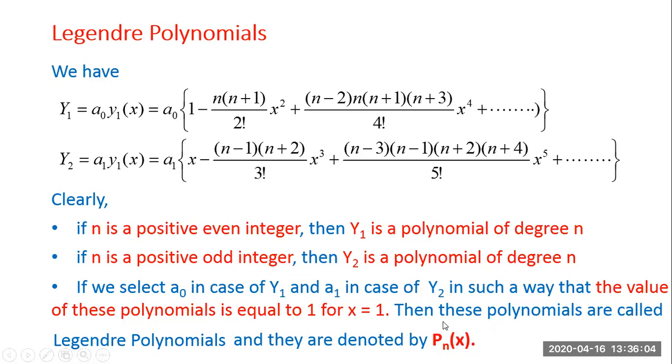So that means Pn of x is either y1 or Pn of x is y2. So Pn of x is y1 if n is an even integer and a0 is selected in such a way that the value of the polynomial becomes 1 for x is equal to 1. Pn of x is capital Y2 if n is odd integer. Along with that, a1 is chosen in such a way that the value of the polynomial is equal to 1 for x is equal to 1.